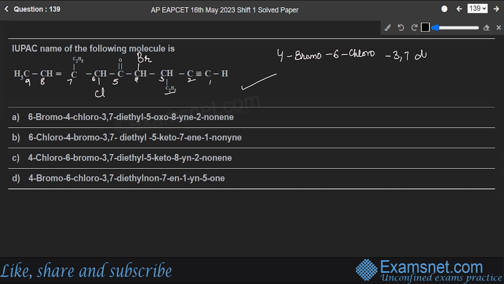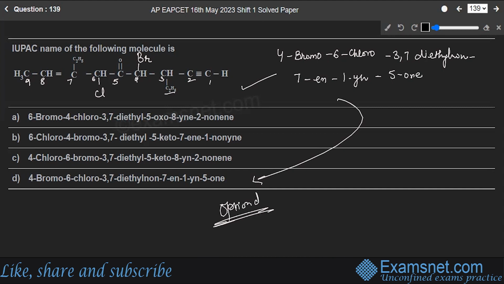So this is 3,7-diethylnon-1-ene, and so this is option D. So hope you understood that. Let's move to the next question.